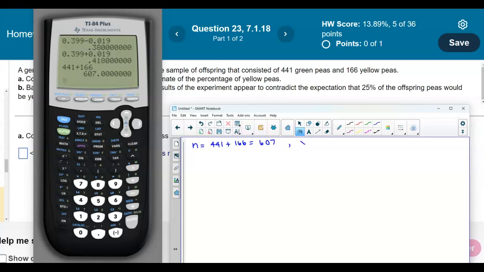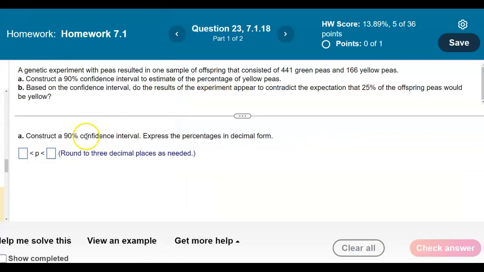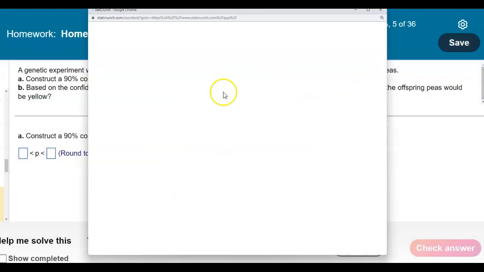And then the value of x, because the question is asking us what is the percentage of yellow peas, well, that is 166. So therefore we have 166. Okay, so now what we want to do is we're going to use StatCrunch to determine the particular confidence interval, the 90% confidence interval. So we're going to open up StatCrunch.